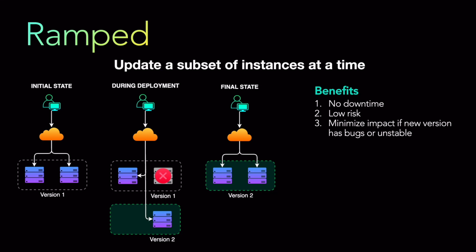Benefits, yes, there is no downtime and low risk, because while you are taking out a subset of your instances or your environment to a new version, customers are still able to be served traffic from version 1, right? So it's low risk, and you are not having any downtime. It's real time, and it minimizes any impact, right? If the new version has bugs or it is unstable, you already have version 1 up and running in one of the instances, so you can flip the other instance to also load version 1, right?